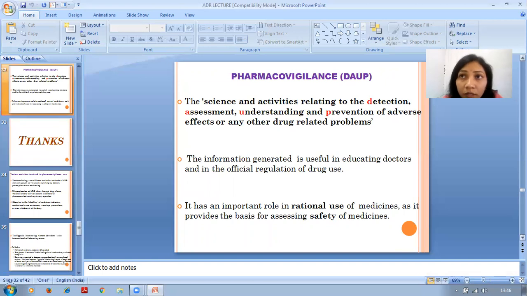It is a responsibility of all healthcare workers, or all the persons involved in healthcare, to report adverse effects. Whenever there is an occurrence of an adverse effect, we have to report because it helps in generalizing the data, and we can control the drugs which are producing adverse effects. It has an important role in rational use of medicine, as it provides the basis for assessing the safety of medicine.